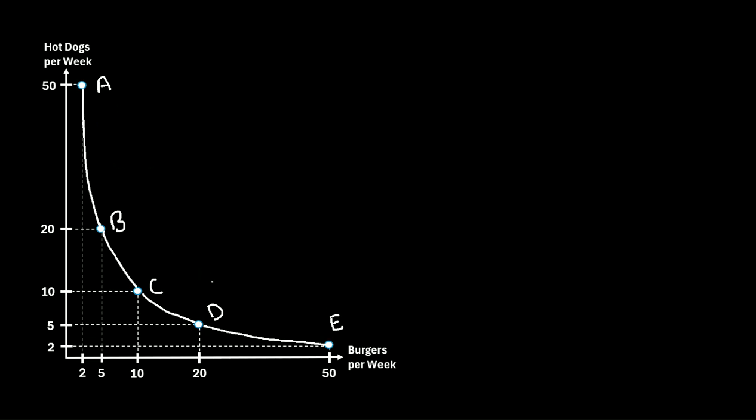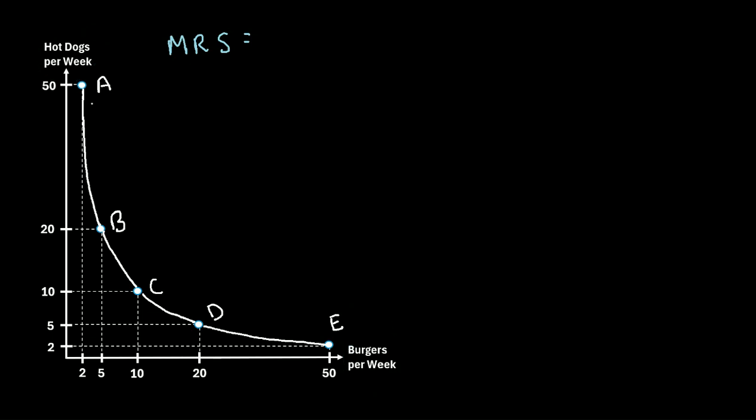Each of these combinations of hot dogs and burgers at each of these points gives the consumer the same level of utility. Now when we have an indifference curve, we can calculate something known as the marginal rate of substitution. And that simply represents, at each point on the curve, the rate at which you're willing to give up the good on the y-axis to get one additional unit of the good on the x-axis.